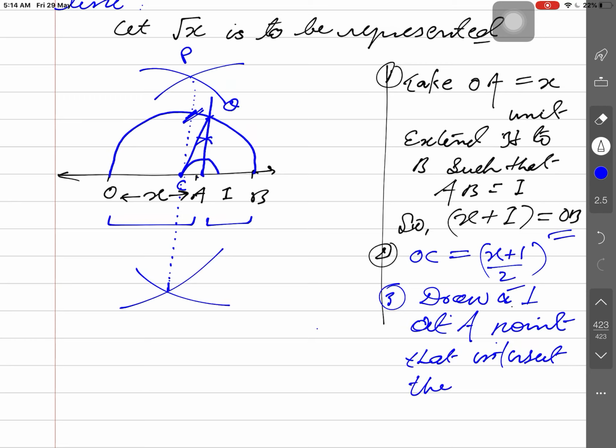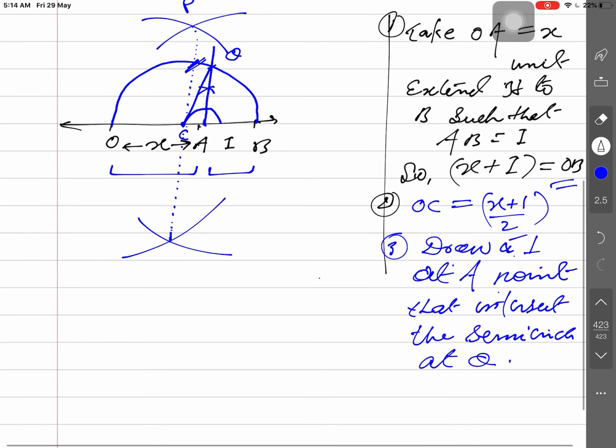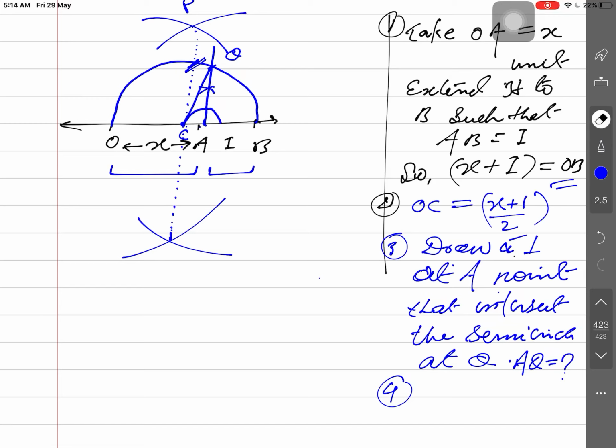the semicircle at what point? Q point. Is that clear? We have drawn this Q point, so Q point is there and join A to Q. So how much is AQ here? Please tell me. AQ is to be found out. How much is AQ coming here?